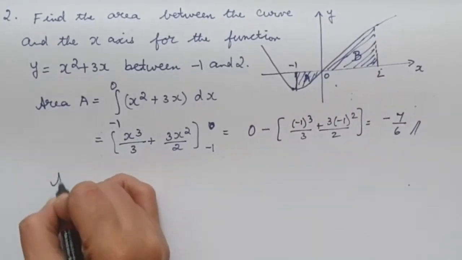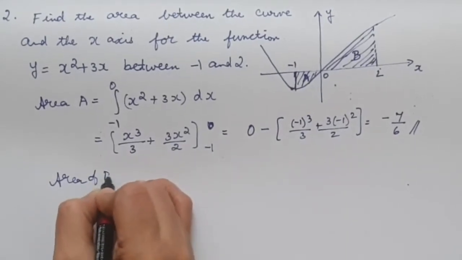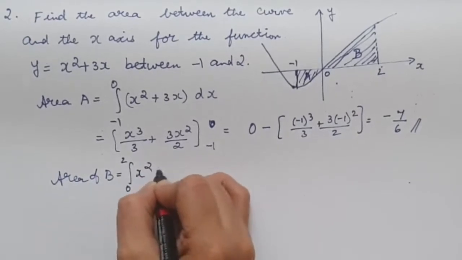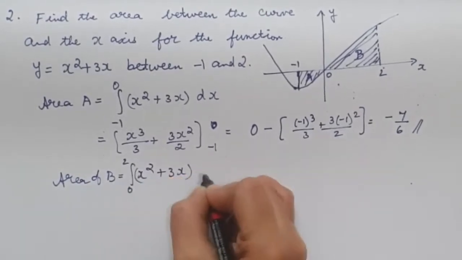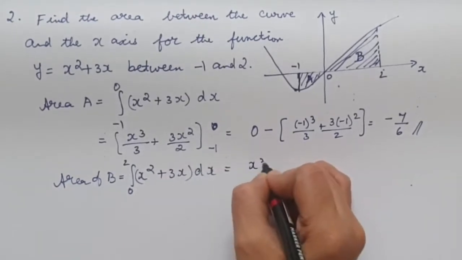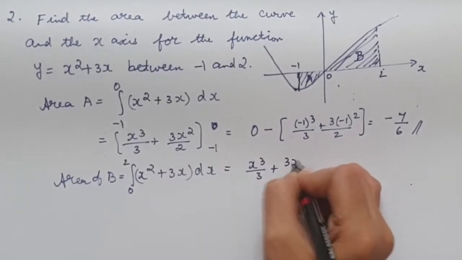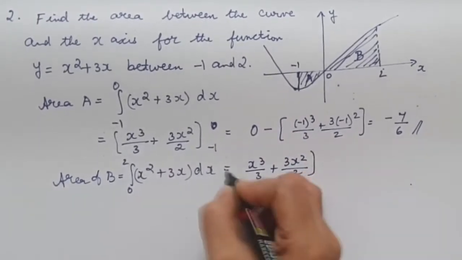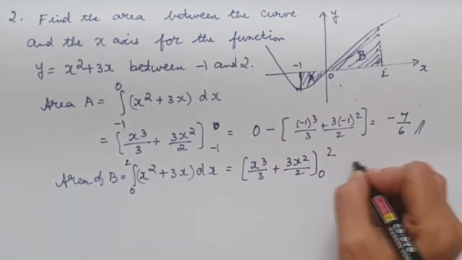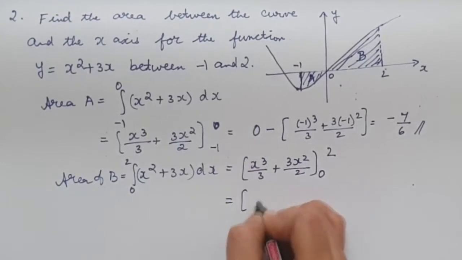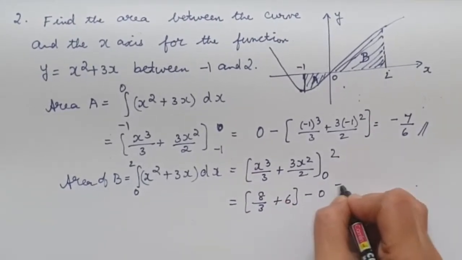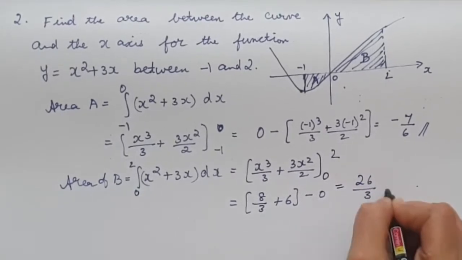Now in the same way, we'll find the area of B. The same thing, limits are from 0 to 2, x squared plus 3x dx. So the same thing, we'll have x cubed over 3 plus 3x squared over 2. The limits are from 0 to 2. So when we substitute it, we get our answer as 8 over 3 plus 6 minus 0. So it will be 26 over 3.